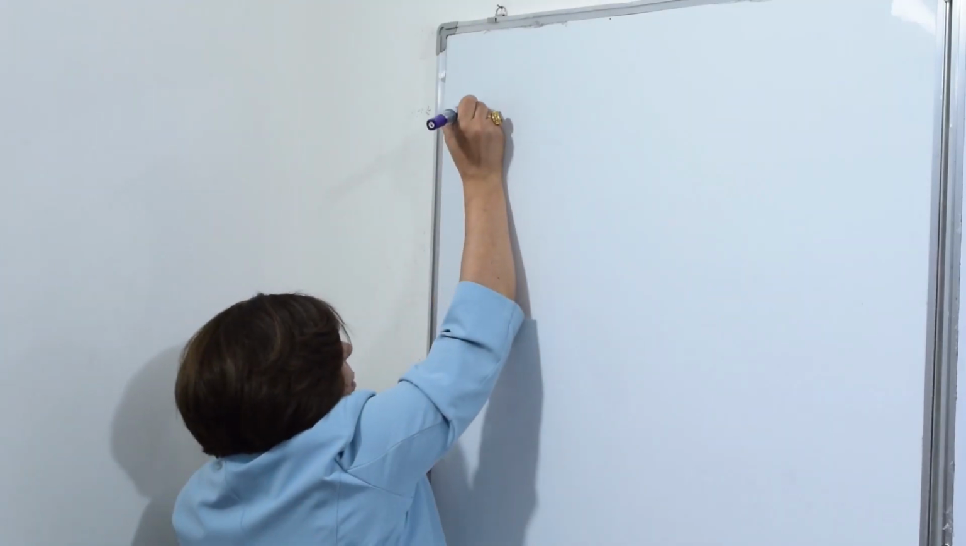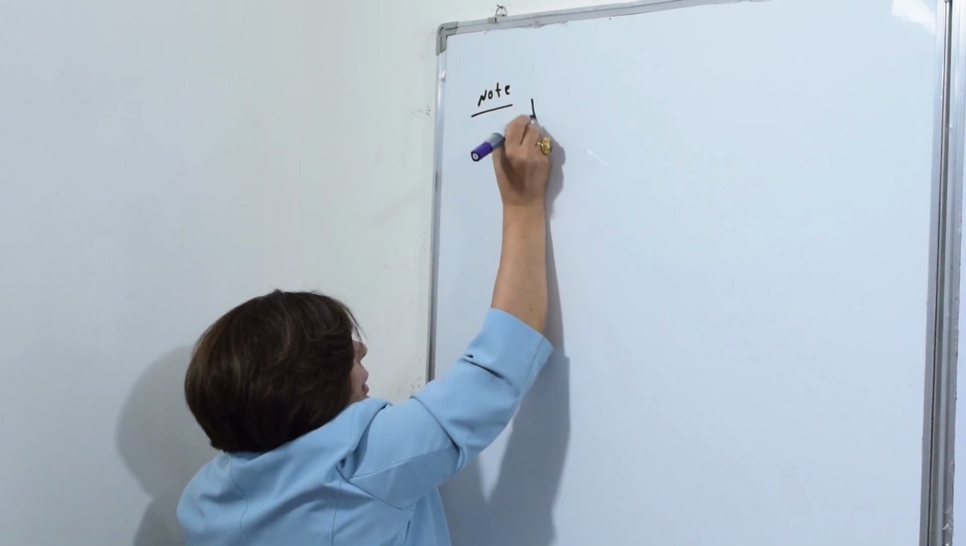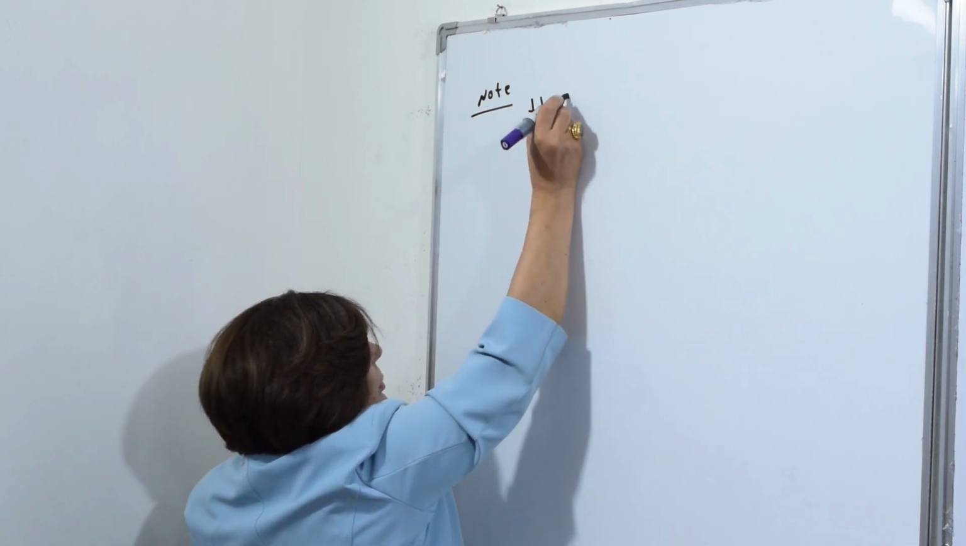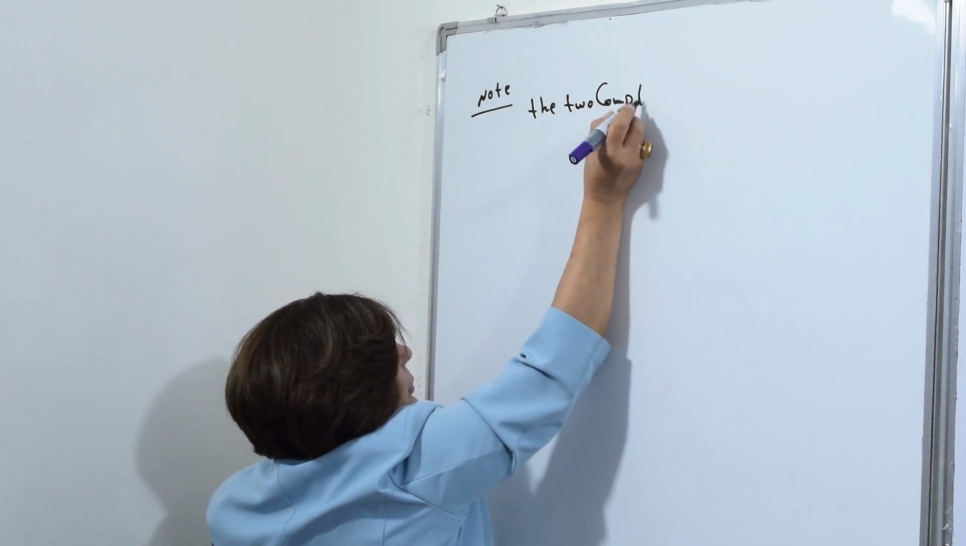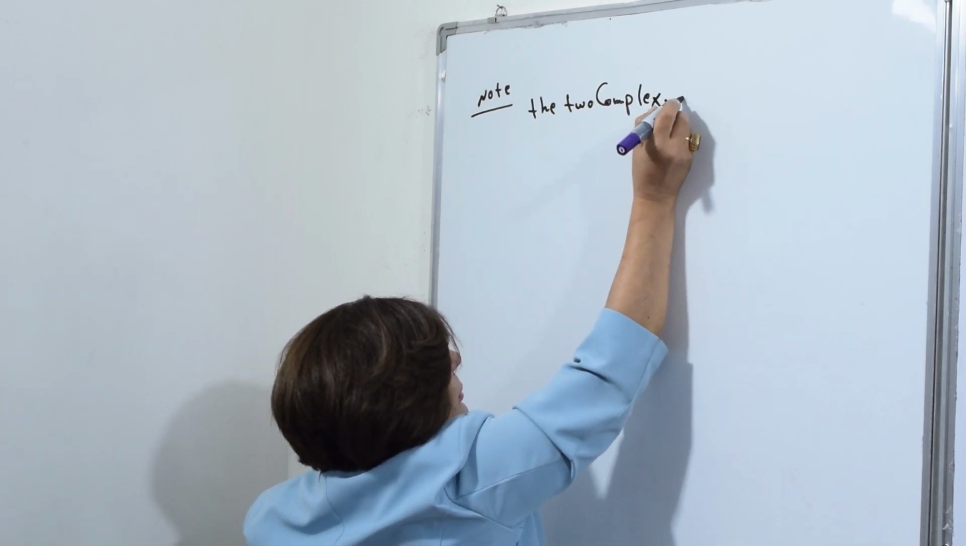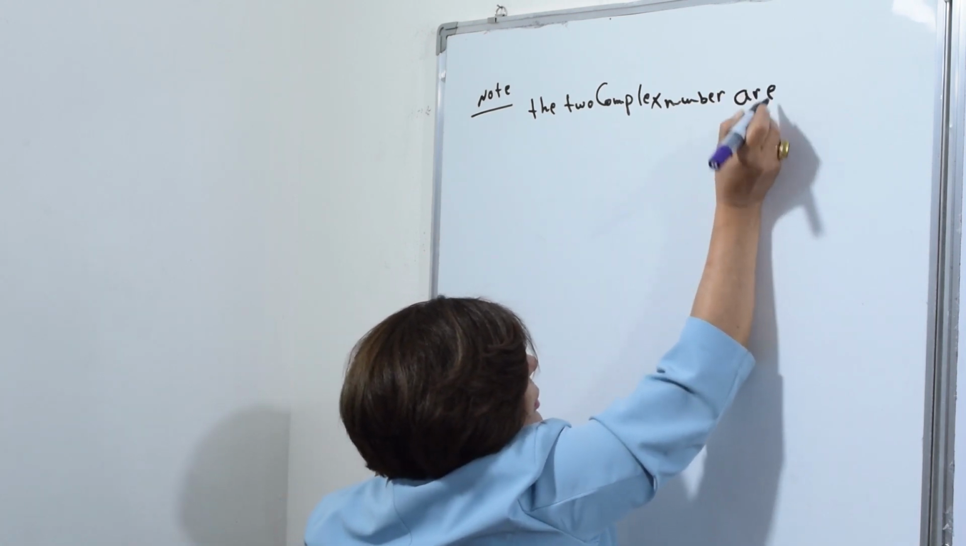هنا راح نكتب نوت ملاحظة. I say the two complex numbers are conjugate.